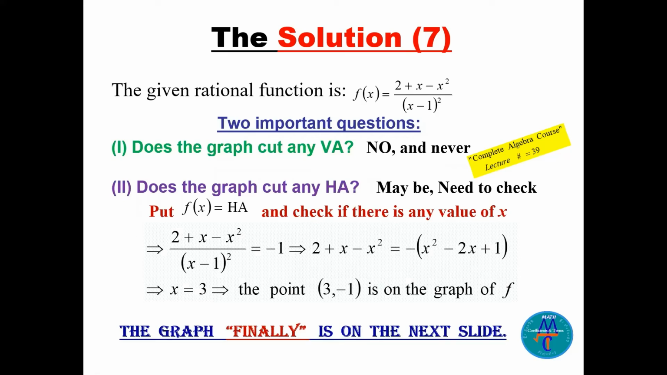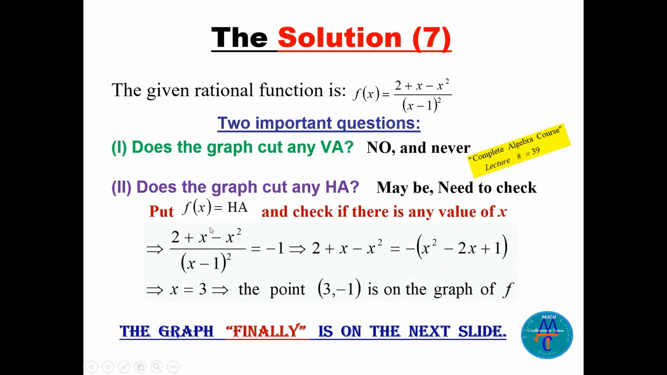Two more questions left before the graph. Always you can ask, does the graph cut any vertical asymptotes? The answer is no. Does the graph cut any horizontal asymptotes? Maybe, sometimes, and we have to check this one. So what do we do? We take the function and set it equal to the horizontal asymptote. So the function, 2 plus x minus x squared over x minus 1 all squared, is equal to the horizontal asymptote, which is minus 1.